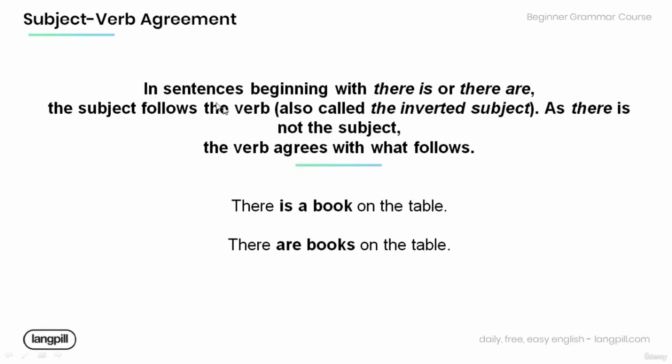Also remember that in sentences beginning with there is or there are, the subject follows the verb, and that is also called the inverted subject. As there is not the subject, the verb agrees with what follows. For instance, in this example, we have there is a book on the table. There is not the subject, book is. So the verb must agree with what is followed. Book.